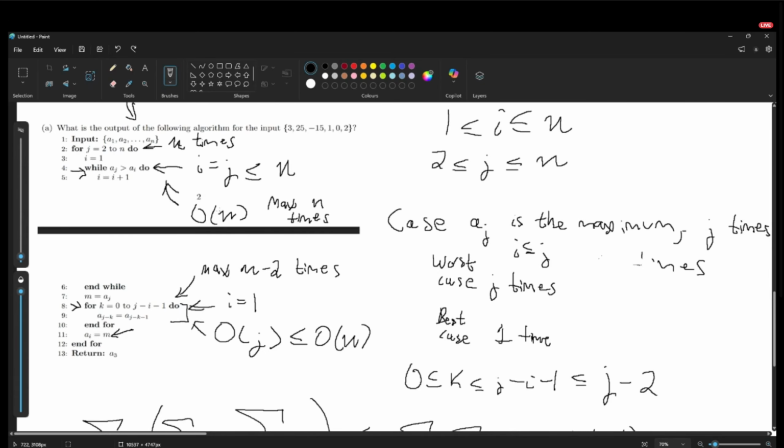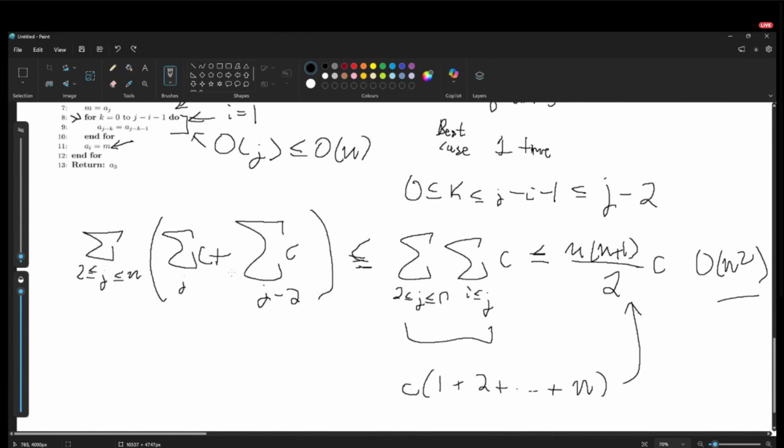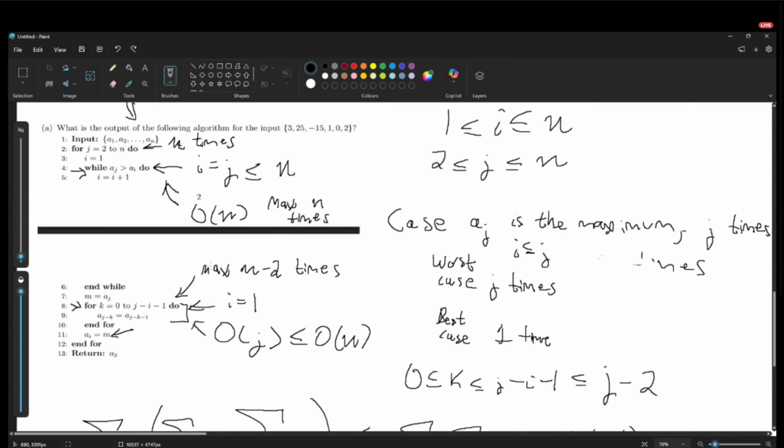But because both the while loop and the for loop are n, you add 1 for the constant operations plus n. So that whole inner loop, inside the for j equals 2 loop, you get a bound of n. And because the outer for loop itself runs roughly n times, you multiply them together and you get a bound of n squared. If that makes sense. They can be pretty tricky though.